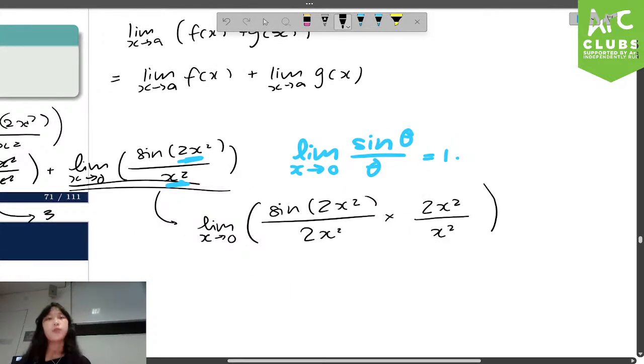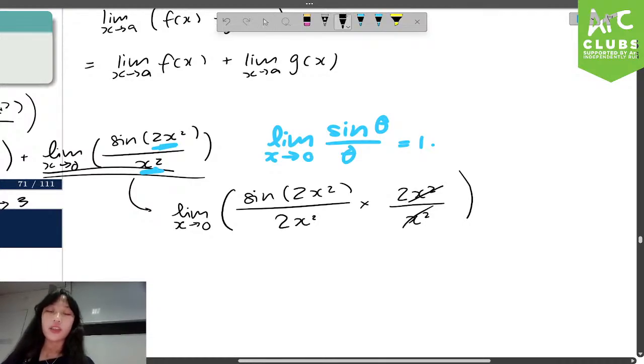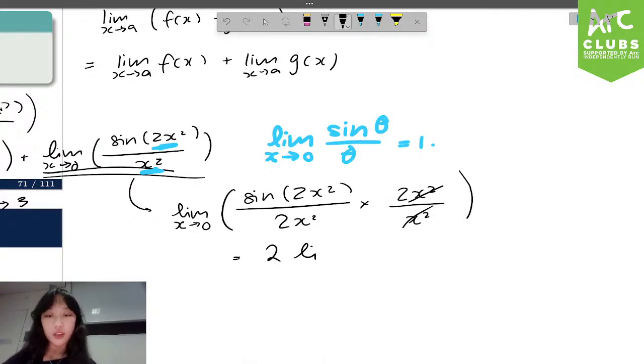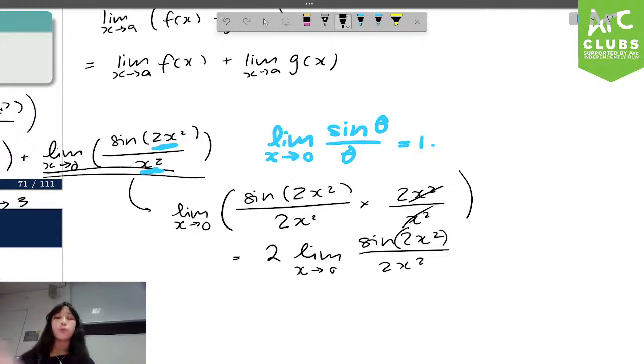So essentially what we've done is we've just multiplied by 1, we've multiplied by 2x squared over 2x squared. So the fraction itself hasn't changed at all, but this has become a much easier form that we can work with, which is 2, from cancelling, times the limit as x approaches 0 of sine 2x squared over 2x squared. And I hope you can agree with me that this and this are essentially in the same form. So we can say that it's 1.